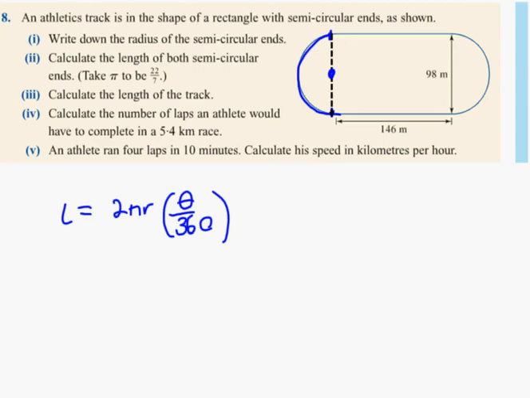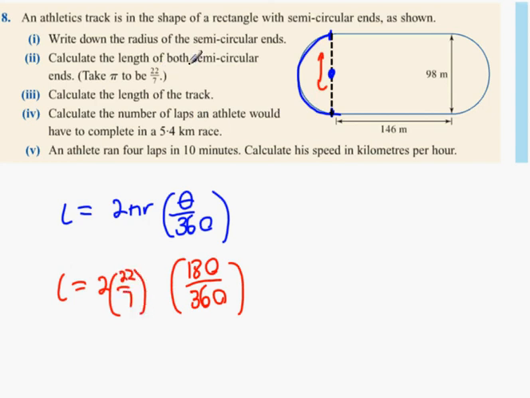Blue region is what angle is in it? What angle is here? 180 because it's a half a circle. And then what's pi in this question? 22 over 7. Now we have to find the radius. That's the part 1. What's the radius of the semicircular ends? The diameter is 98, which makes the radius 98 divided by 2? 49. L therefore equals, put all that into the calculator.